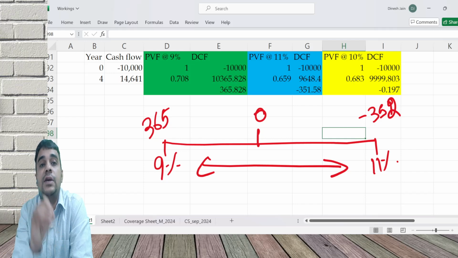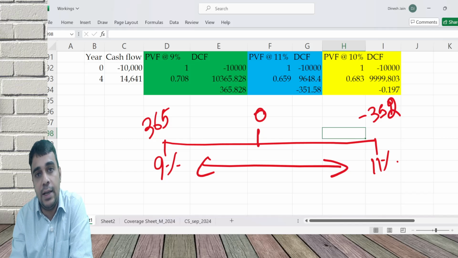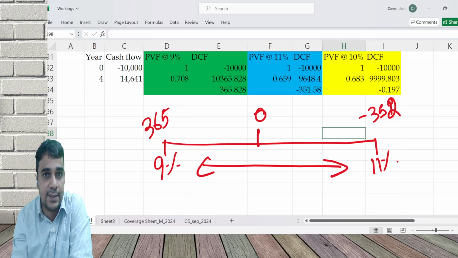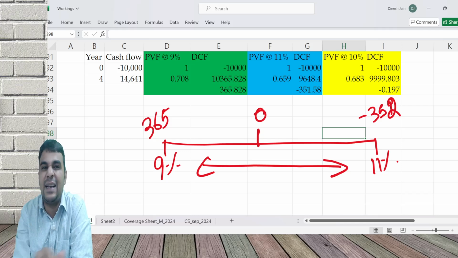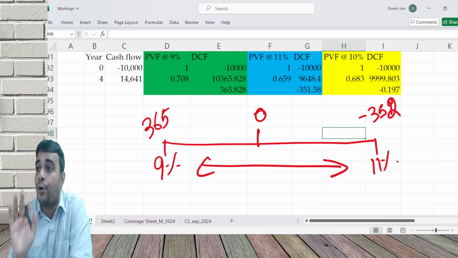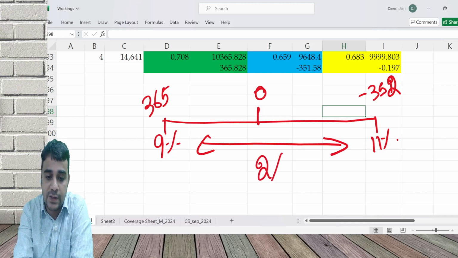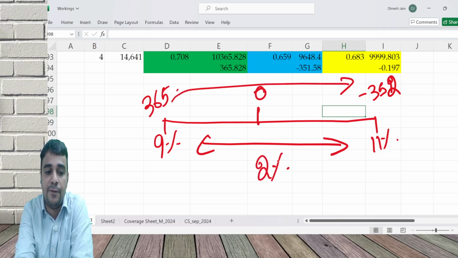This approach gives me only an approximate answer. You want the exact answer? I can use an Excel formula to get the exact answer. Excel can give me the answer for any scenario: I put in the yearly cash flows, and the formula gives me the exact IRR. But this is a trial and error approximate answer. Now, what is the difference in interest rate? 2%. What is the difference in NPV? Can you tell me the difference between the two?